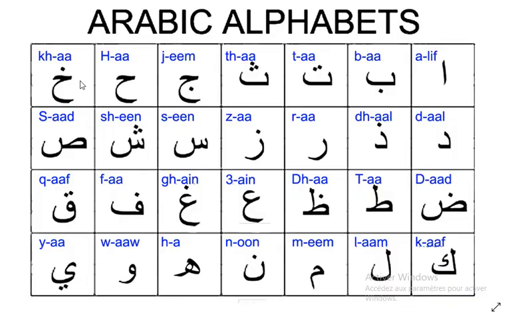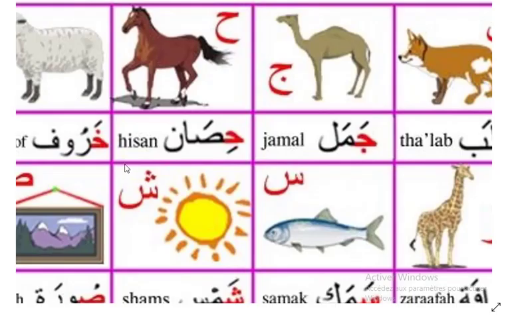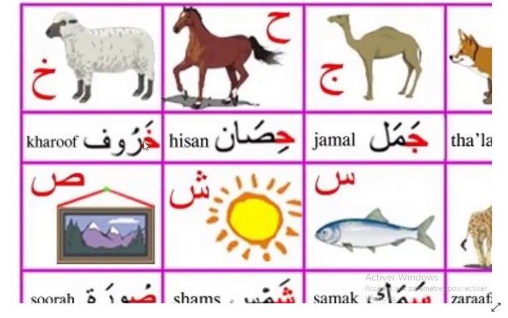The last one in this group is kha. The sound is kha. It's like trying to clear your throat. It's like having something in your throat and you try to clear it. That's the sound. I'm going to give you an example. Kharoof, which means sheep.